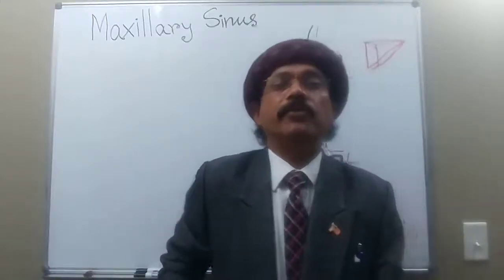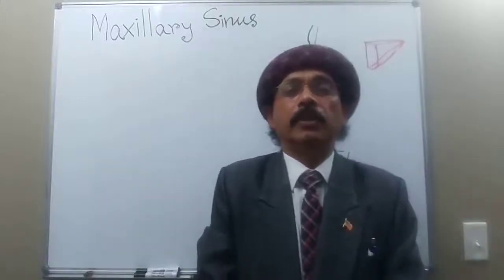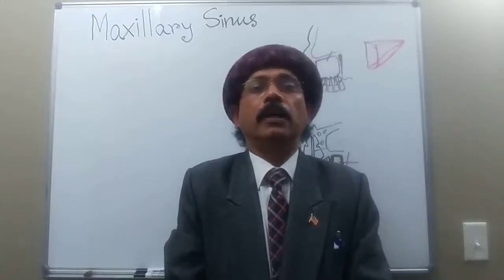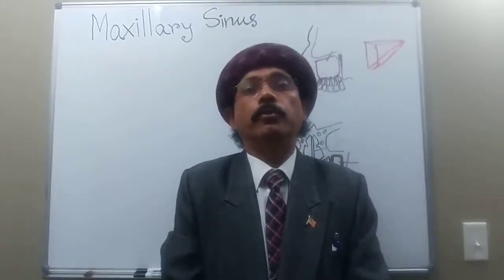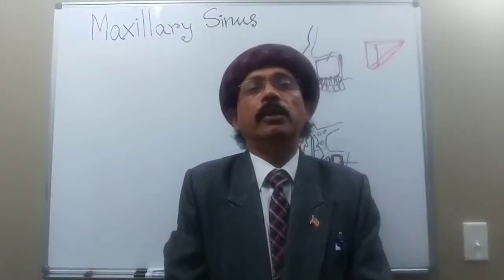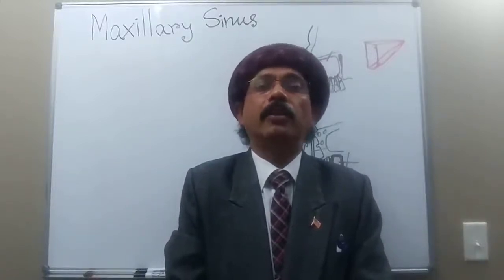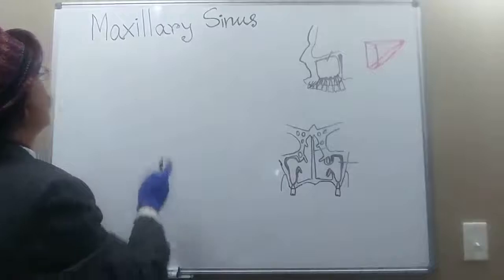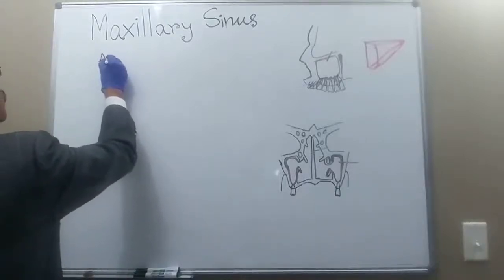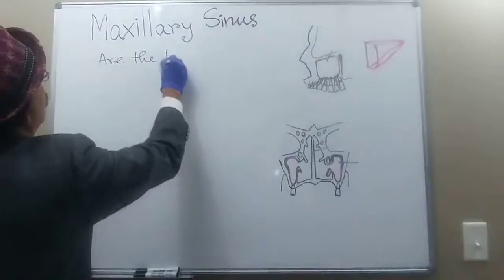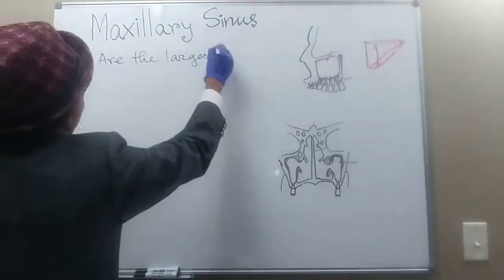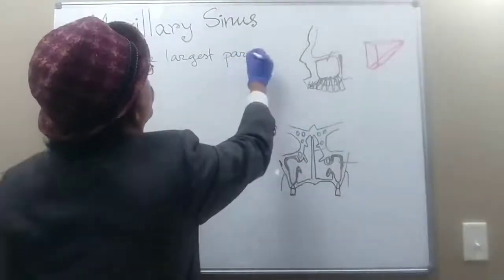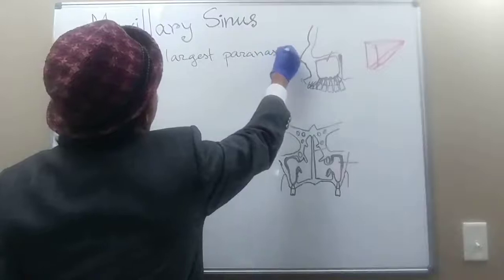The maxillary sinuses are paranasal sinuses. They are the largest paranasal sinuses. They are the spaces inside the bone around the nose. That's why they are called paranasal sinuses. So our maxillary sinuses are the largest paranasal sinuses.